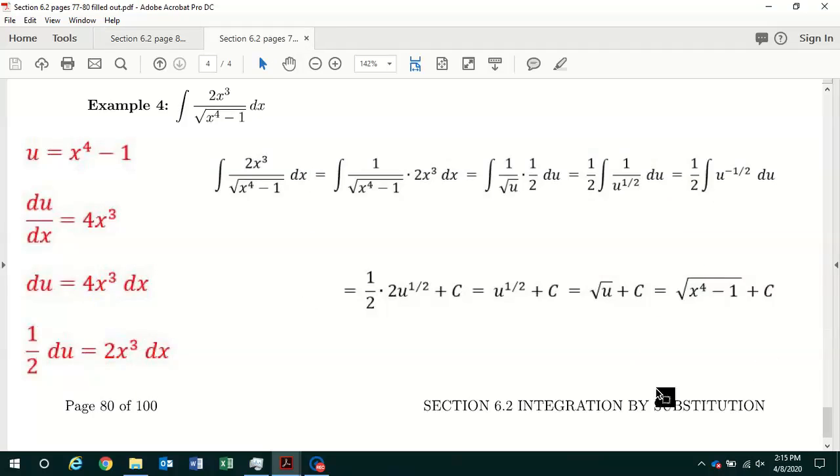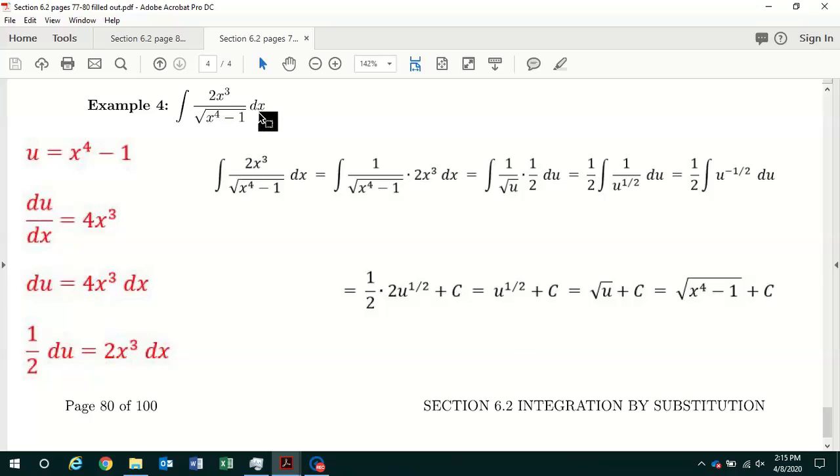All right, in example 4, you've got to find the antiderivative of 2x cubed over the square root of x to the 4th minus 1 with respect to x. Well, we can let u equal x to the 4th minus 1 under the radical in the denominator. And if we do that, the derivative of u with respect to x is equal to 4x cubed. The derivative of minus 1, you know, is 0. And then we multiply both sides by dx. We get du is equal to 4x cubed dx.